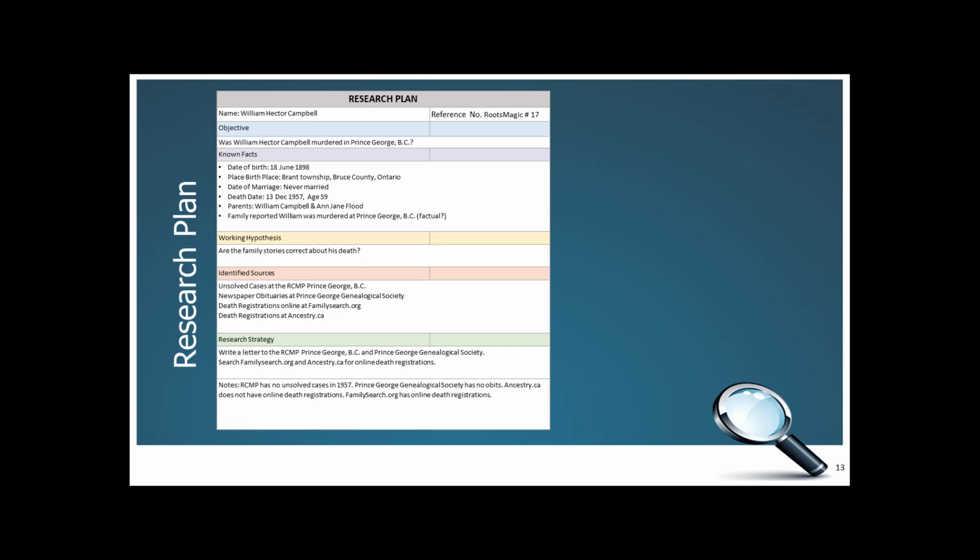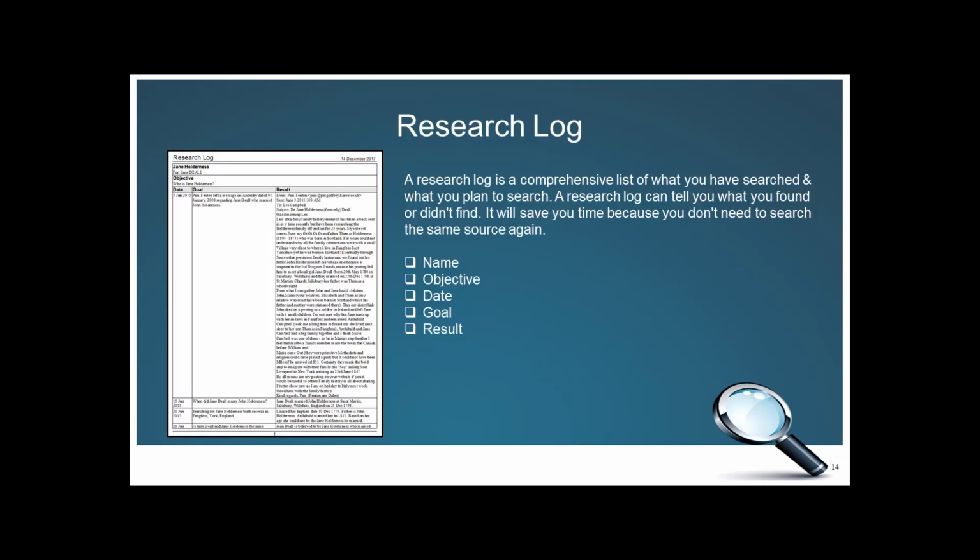The RCMP has no unsolved cases in 1957. The Prince George Genealogical Society has no obituaries on William Hector Campbell. Ancestry.ca does not have online death registrations. FamilySearch has online death registrations. At this point, I printed out the death registration of William Hector Campbell from FamilySearch.org. This is a roadblock that I had been researching for about 50 years concerning, was he murdered? However, he died of other means.